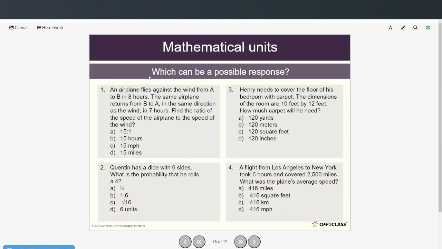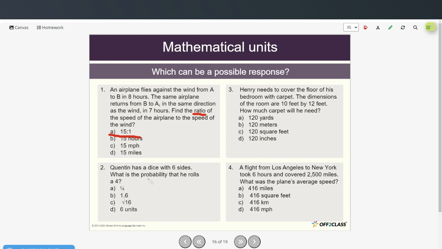All right, so mathematical units. Which can be a possible response? So an airplane flies against the wind from A to B in 8 hours. The same airplane returns from B to A in the same direction in 7 hours. So find the ratio of the speed of the airplane to the speed of the wind. So here, we don't really have to solve this. We just look for the key words. So ratio. So a ratio would be 15 to 1.